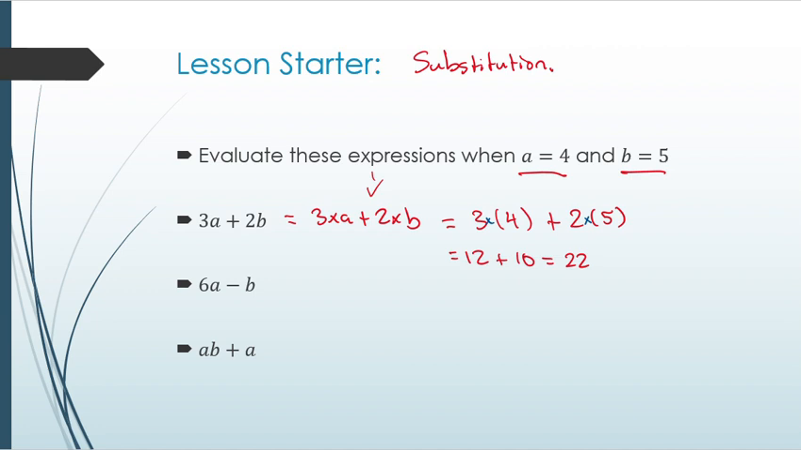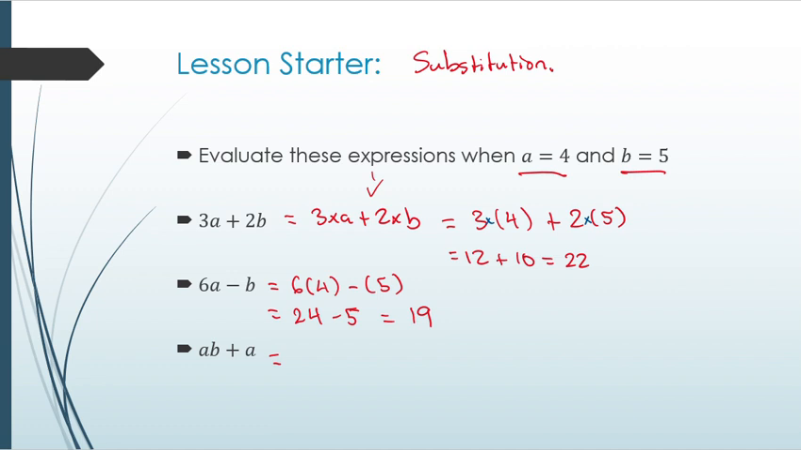So that's done. Now we'll try the second one, 6a minus b. So 6a minus b is 6 bracket 4 minus bracket 5, just like that, close brackets. I'm just doing the substituting first. Next, I'm going to clean it up. I know this means 6 times 4, and 6 times 4 equals 24. Then I'm left with 24 minus 5, and 24 minus 5 is 19.